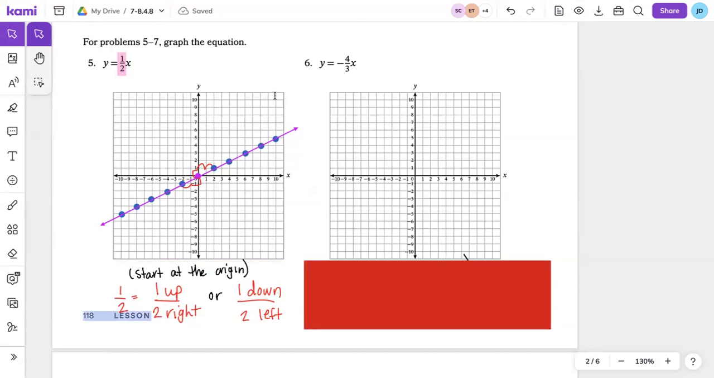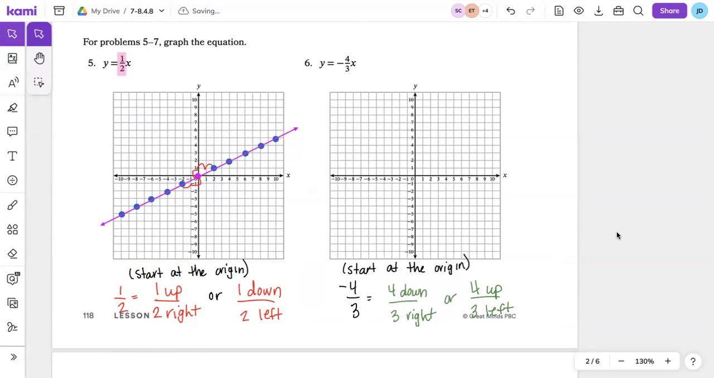So number 6 here is y equals -4/3 x. Again, this is going to be a falling line because we have a negative slope. Here's your little hint to help you out. Again, starting at the origin, going down 4, right 3, or 4 up, 3 left. Go ahead and plot that one on your own.